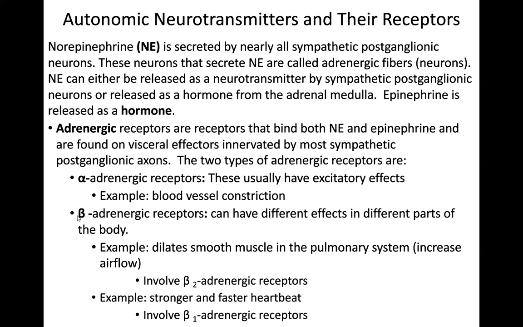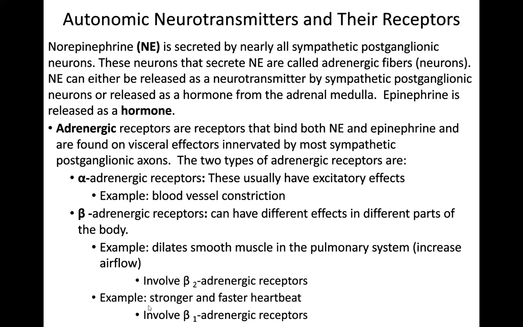Beta adrenergic receptors can have different effects depending upon where you're at in the body. For example, the first one here, dilating smooth muscle in the pulmonary system, meaning we're going to increase airflow into and out of the lungs, involves what we call beta 2 receptors. This is an inhibitory response, and I say that because the smooth muscle is relaxing. The muscle's not contracting, it's relaxing. That's an inhibitory response, and that's great. We don't think inhibitory is a bad thing. By opening up your airways more, you can get more air in and out of your lungs. It's a good thing, especially when we are fighting and flighting.